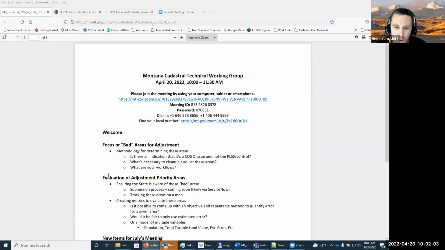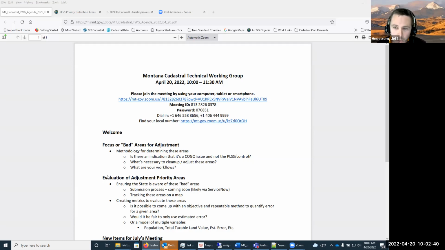I first wanted to go through the methodology of determining areas, either these focus or bad adjustment areas. Some of these workflows have not really been determined, so I think we are even open to new ideas. And as you'll see in the second part, the submission process is probably more of the workflow that has to be determined. But just getting these areas on the map is the most important part.